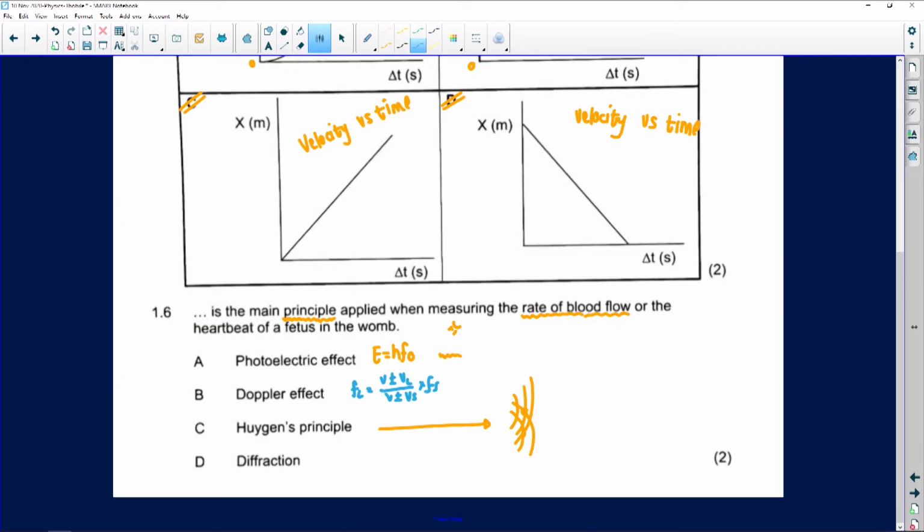Now remember, diffraction is the bending of light. Diffraction is the bending of light. Remember, when we talk diffraction, it is the bending of light around an obstacle.